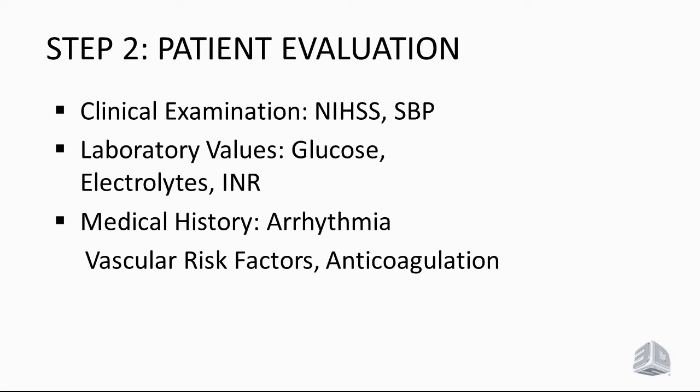If they've had a cardiac arrhythmia and have atrial fibrillation and they've been on Coumadin, you want to know, well, is the INR too high so that they can't get TPA, or is the INR too low or normal, which is why they had the thromboembolic event to begin with.